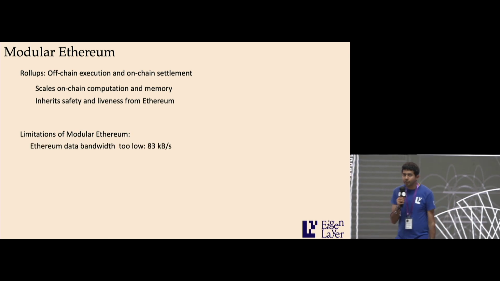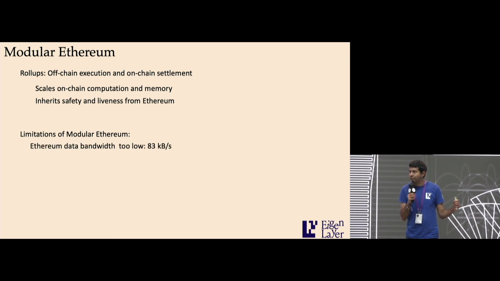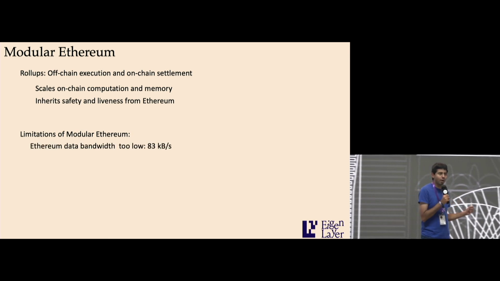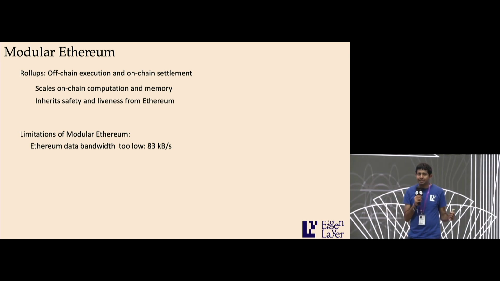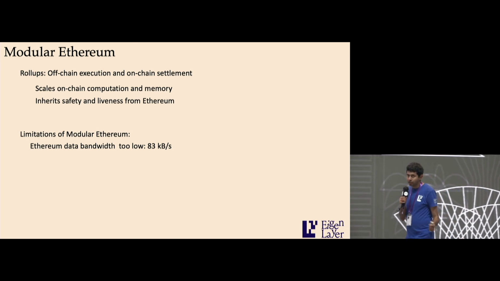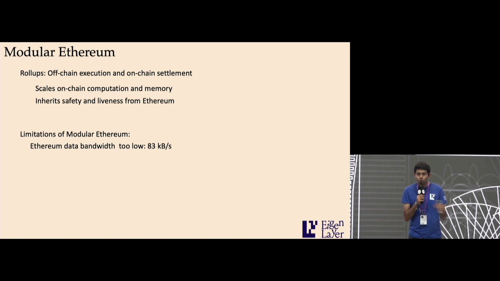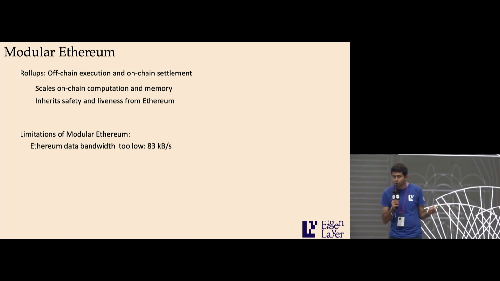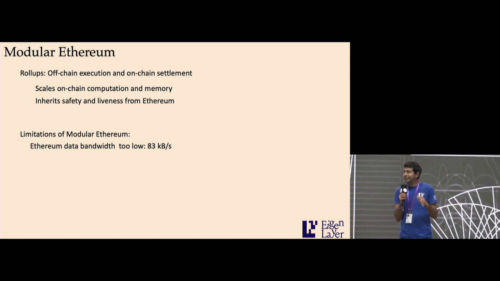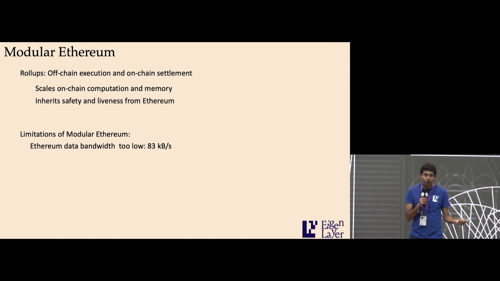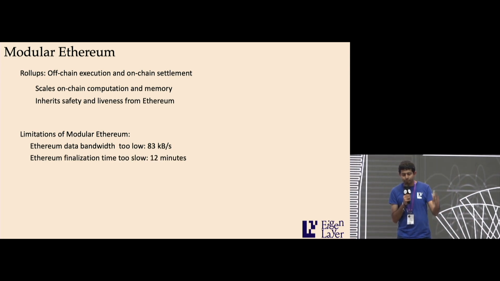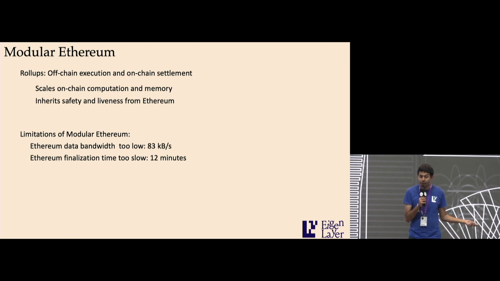What are they? The first one is the data bandwidth of Ethereum is very, very low, 83 kilobytes per second. That's the data bandwidth of the entire Ethereum blockchain, if you don't use Ethereum for any computation, and just write data to Ethereum. And this is a very important function that rollups do, because rollups still need to publish the inputs or outputs of their computation onto the Ethereum blockchain. The finalization time is very slow, 12 minutes to finality.